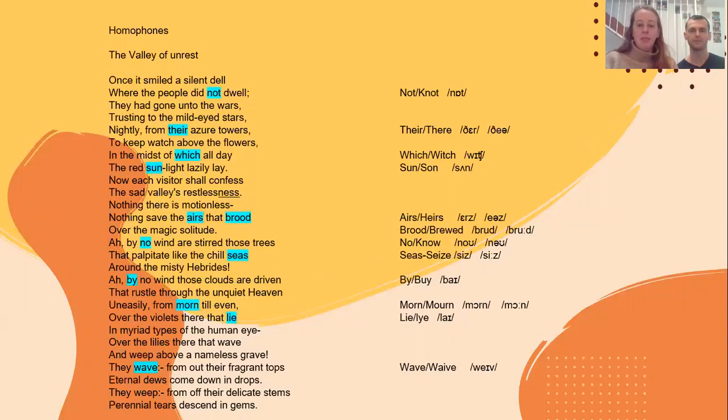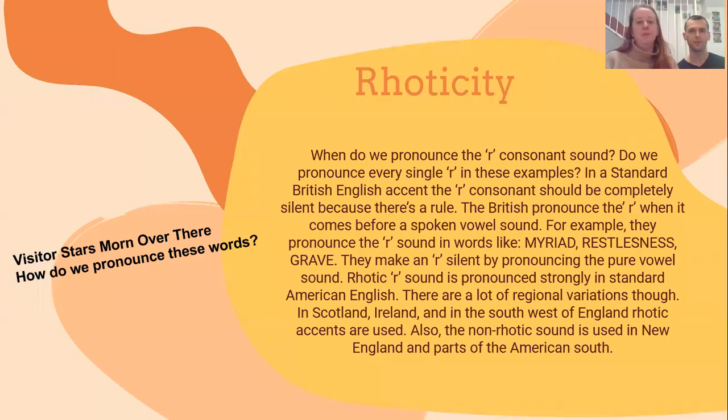So that leads us to our next topic, which is varieties of English and rhoticity. Okay, so when do we pronounce the R consonant sound? Do we pronounce every single one in these examples that we were able to find in this poem? These are words like visitor, stars, morn, over, there. Basically, in a standard British English accent, the R consonant should be silent at the end of a syllable because they have a rule. The British pronounce the R when it comes before a spoken vowel sound. So, for example, they pronounce the R sound in words like myriad, restlessness, grave.